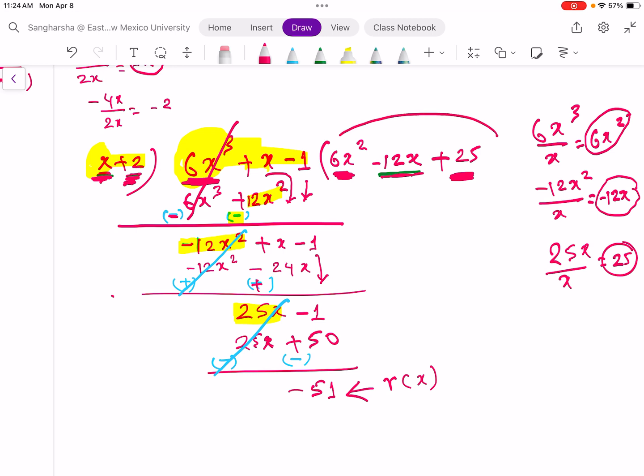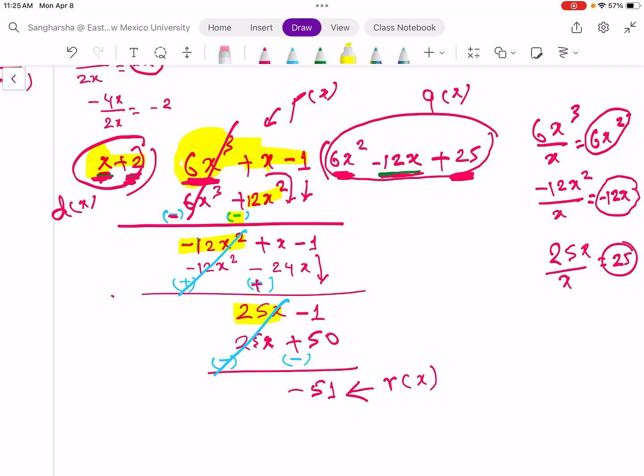And this is our quotient q of x. This is our divisor d of x, and this is your polynomial p of x. Now is our divisor a factor of this polynomial? No, because the remainder is not equal to 0.